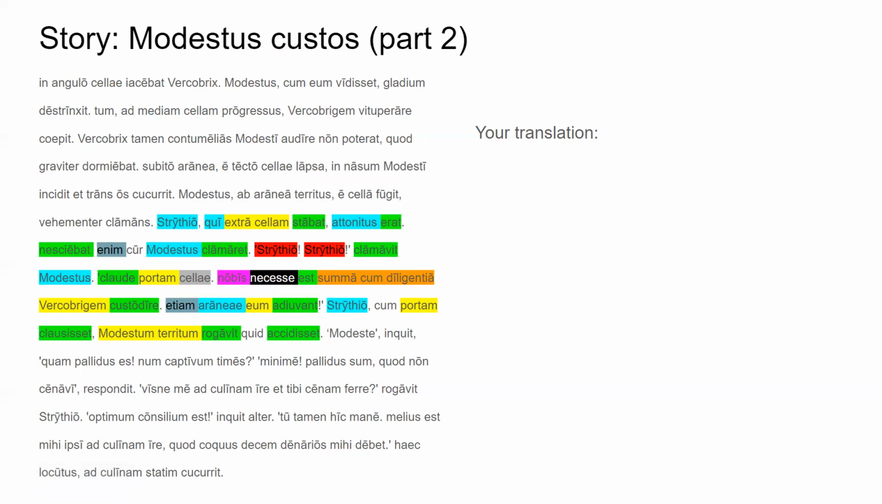Haec locutus ad culinam statim cucurrit. Having said this, he hurried immediately to the kitchen. Locutus is a perfect passive participle, and that whole haec locutus participial phrase is more or less acting as the subject of cucurrit because there's no other nominative in the sentence.